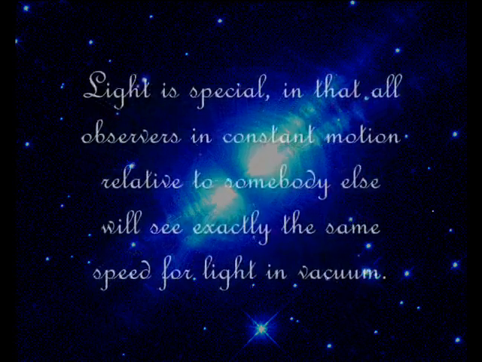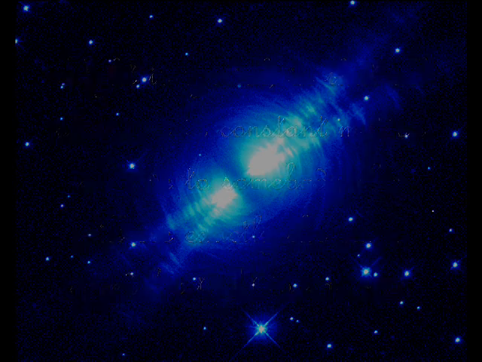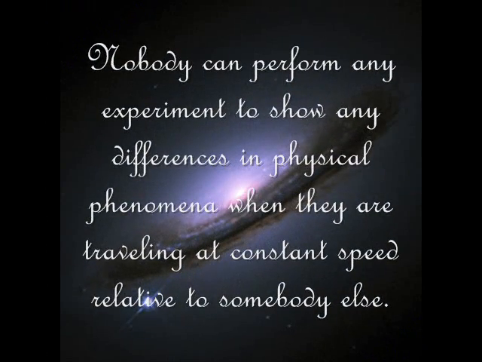First off, it says that light is special and that all observers in constant motion relative to somebody else will see exactly the same speed for light in a vacuum. Secondly, it says nobody can perform any experiment to show any difference in physical phenomena when they are traveling at constant speed relative to somebody else.